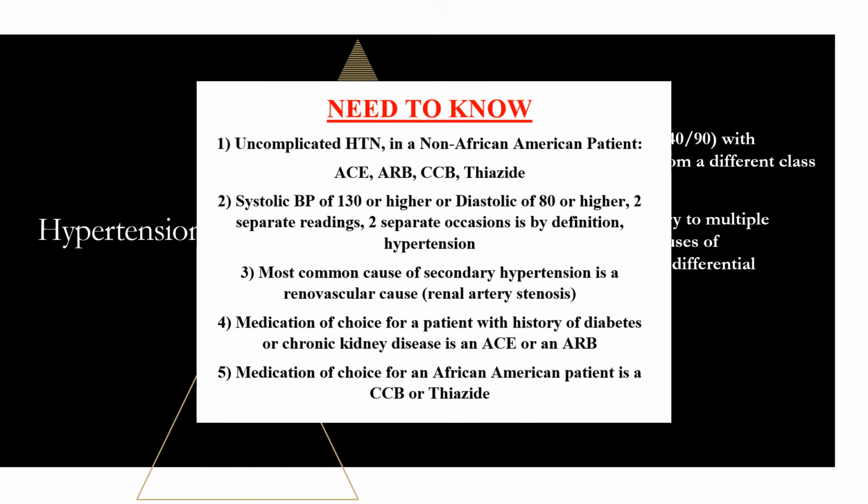Most common cause of secondary hypertension is a renal vascular cause like renal artery stenosis. Medication of choice in a patient with a history of diabetes or chronic kidney disease is an ACE or an ARB. And then the medication of choice for an African American patient is a calcium channel blocker or a thiazide. So really important that you remember this slide here. Those are your need to knows. Those are your 5 takeaway points I think you really need to remember.